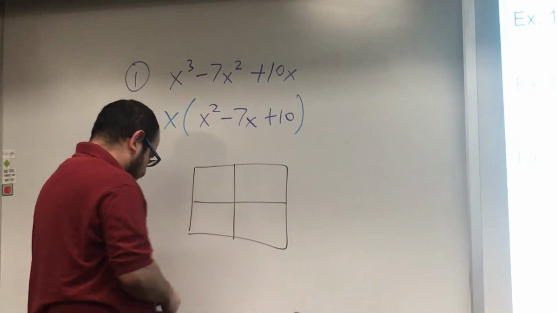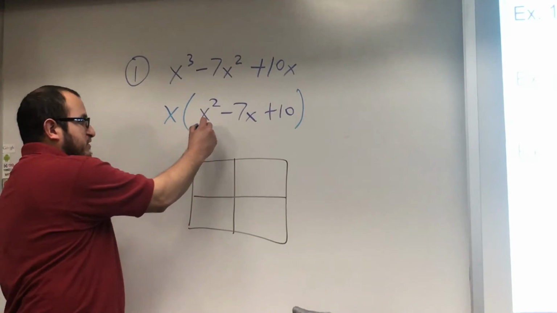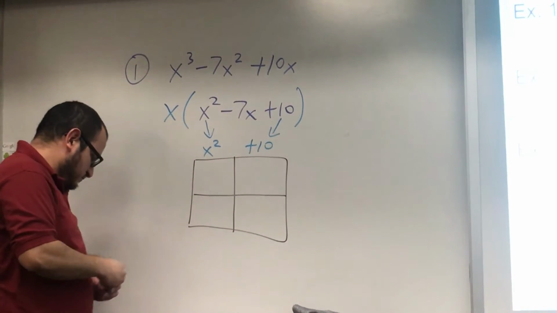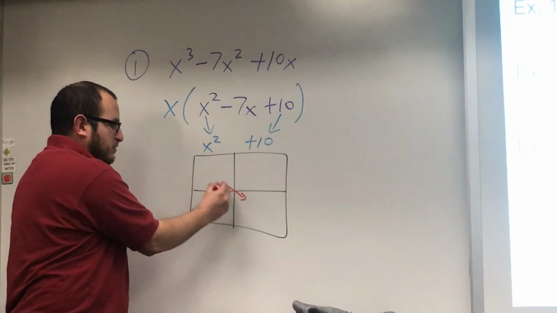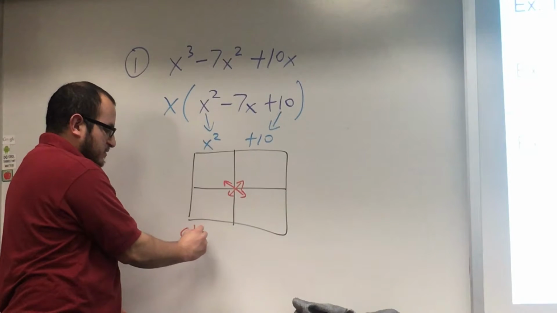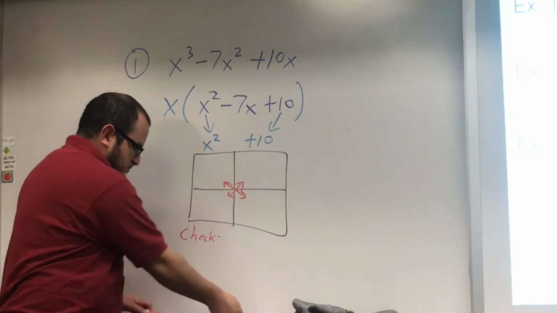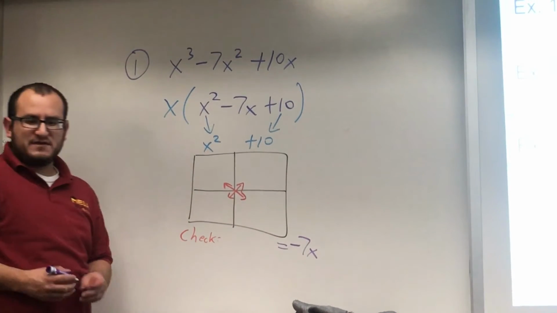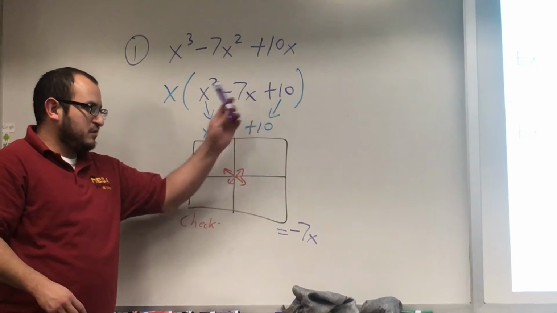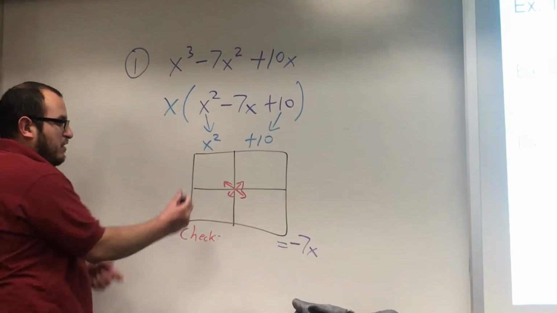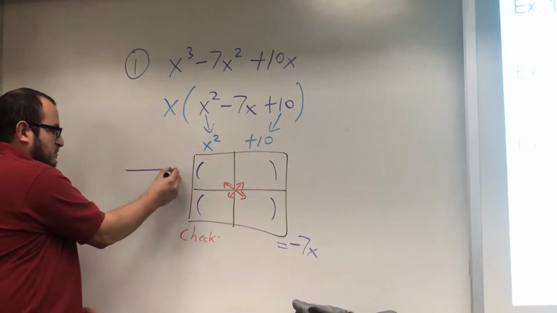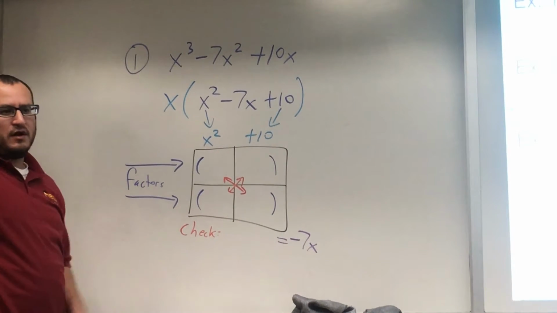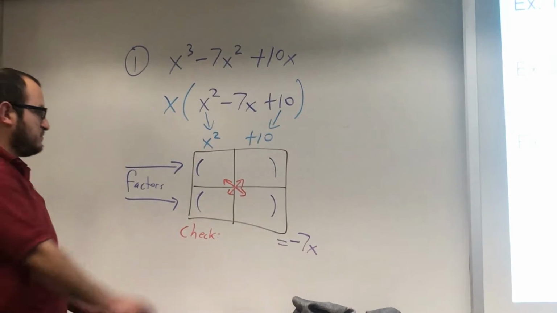Create yourself a box. Bring down the first term. Bring down the last term. Remember that our goal when we cross multiply our check, we want to get negative 7x. So that's our goal. If you don't get negative 7x, then you have to erase these two and go ahead and try again. Remember, our factors go this way. So think about it. How do you get x squared? X times x.